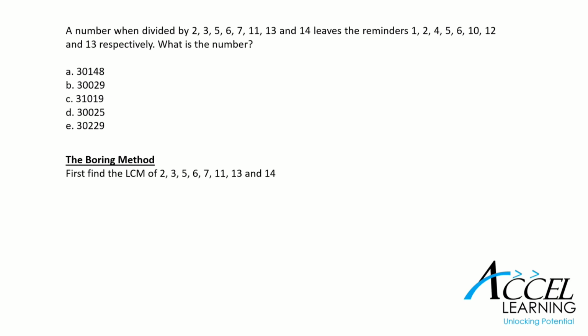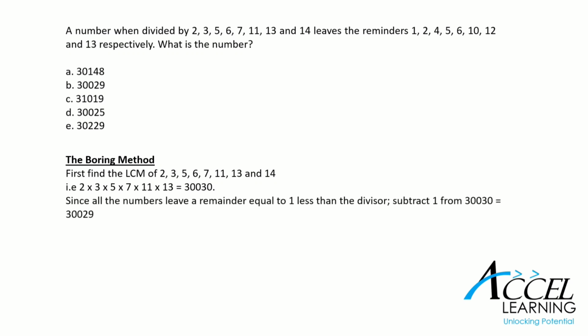So, the standard method. First, find the least common multiple of 2, 3, 5, 6, 7, 11, 13, and 14. In this example, 2 times 3 times 5 times 7 times 11 times 13 equals 30,030. Since all the numbers leave a remainder equal to 1 less than the divisor, subtract 1 from 30,030, which is equal to 30,029. And the answer is letter B. And the estimated time to arrive at the answer is 45 seconds.